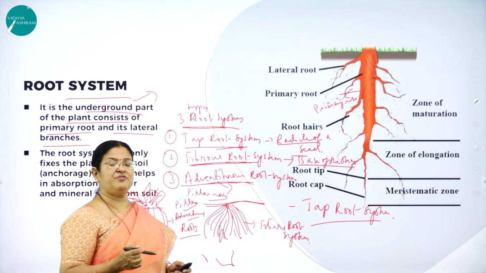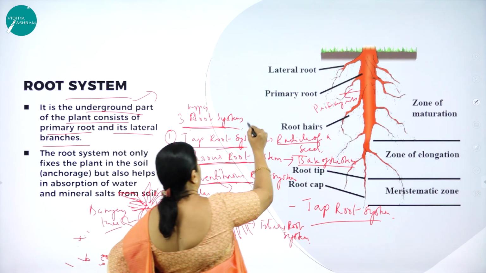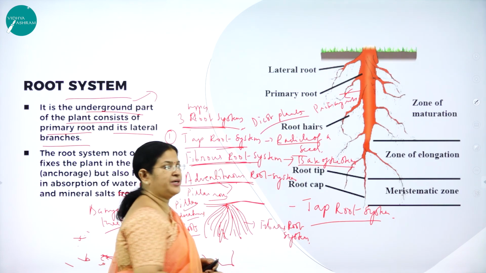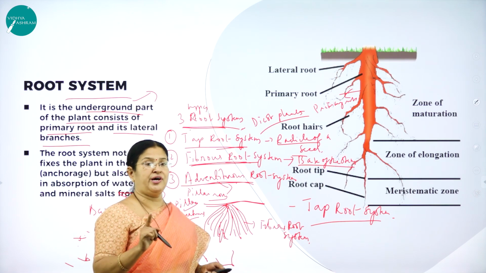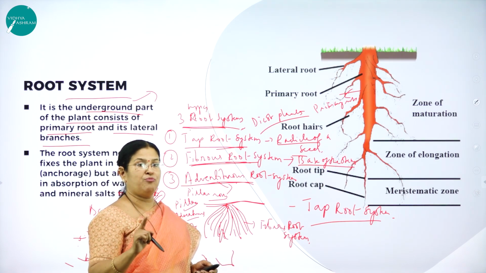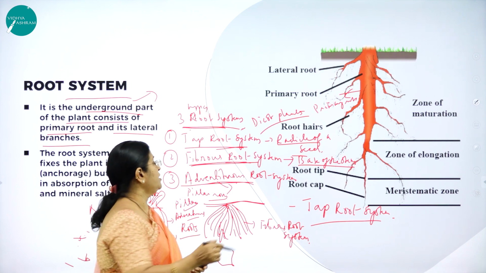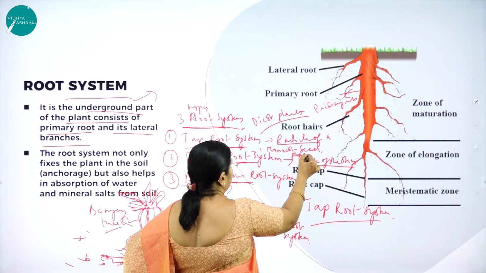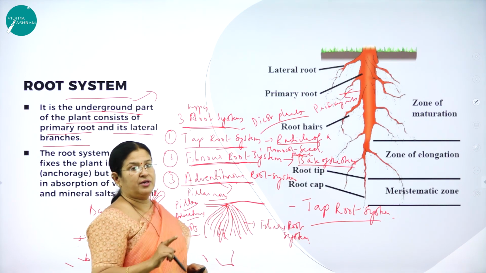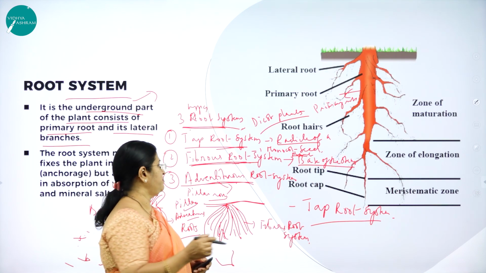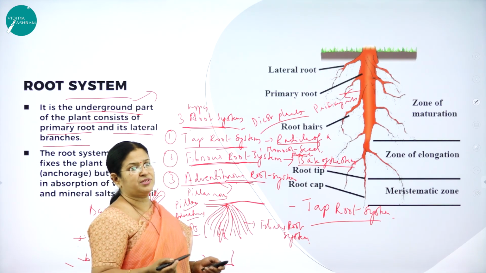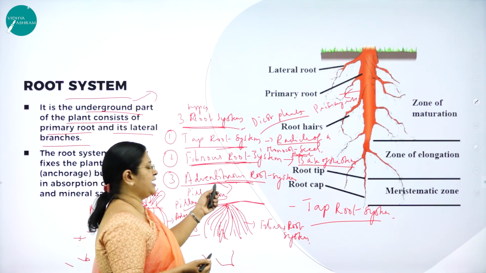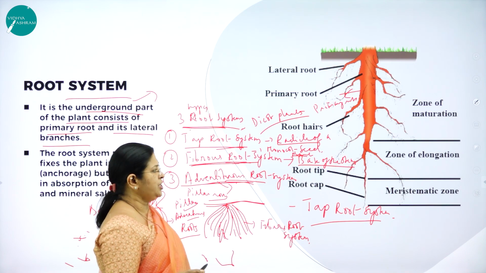The classical example you can give for taproot system is all dicots. All dicot plants have taproot system. So it is known for sure that all dicot plants will have what type of root system? Taproot system. Fibrous root system: all monocot plants will have the fibrous root system. And adventitious root system, as you come across in banyan, grasses, monstera, pandanus, all these are examples you can give for adventitious root system.